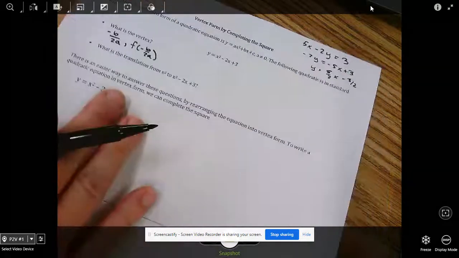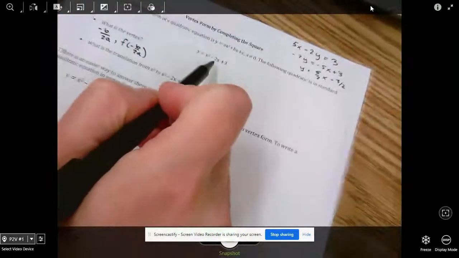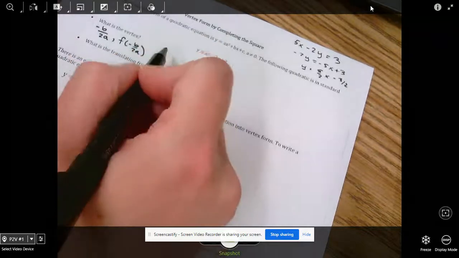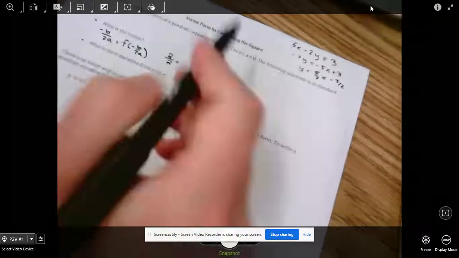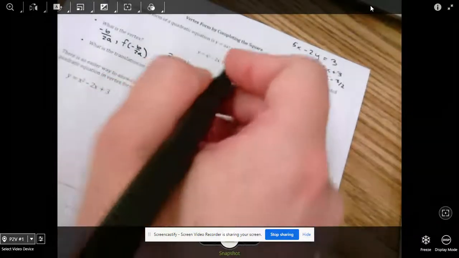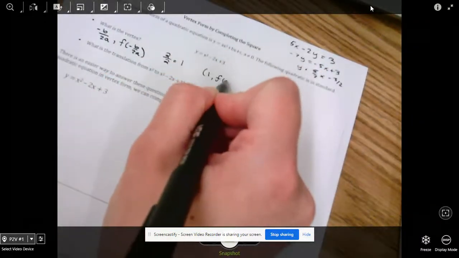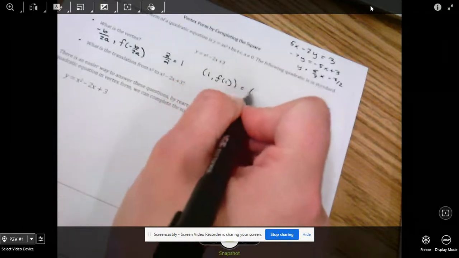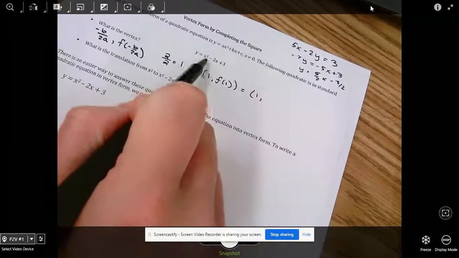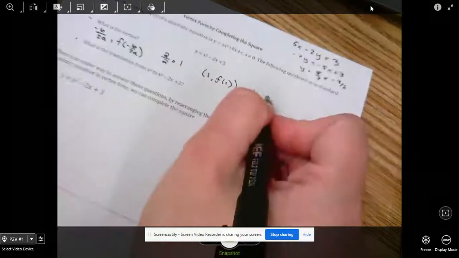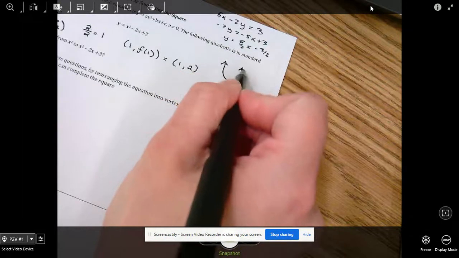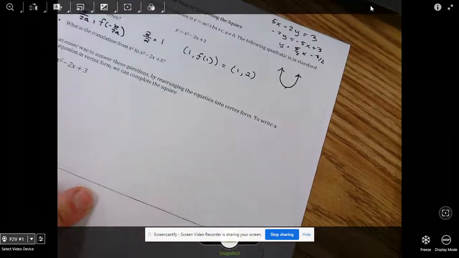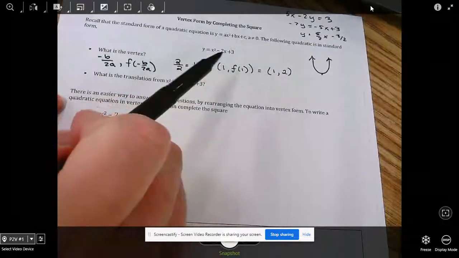When you do this, you're going to see that opposite of b, negative 2, over 2a, which is 2, is 1, so your x value is 1. When I put 1 into my function, what do I get? I get 1 minus 2, negative 1, plus 3 is 2. So my vertex is (1, 2). So if I were to graph this quadratic, (1, 2) would be at the bottom of the parabola. Okay? We can't see (1, 2) in here.